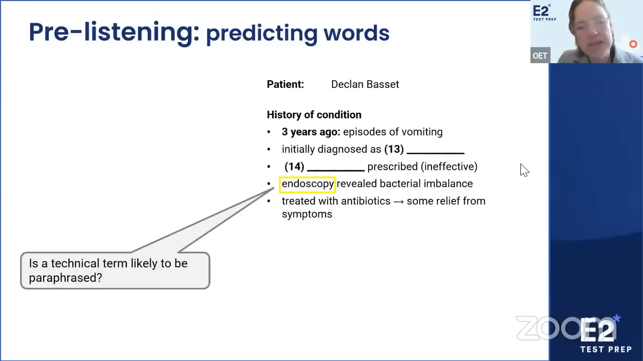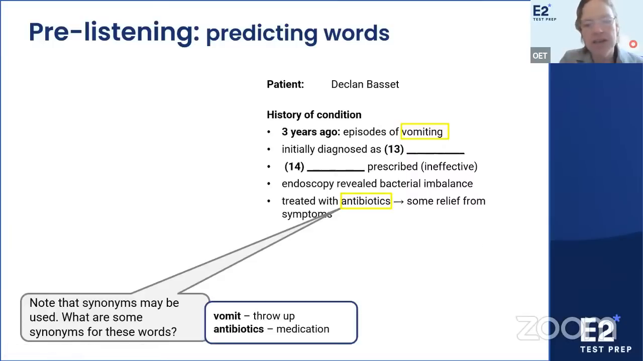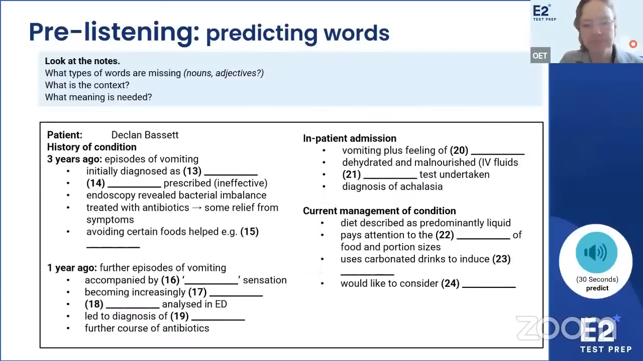Here we've got endoscopy. This technical term might be paraphrased. It might be something else. Okay, so you also need to be flexible. And we can see that synonyms appear as well. For antibiotics, perhaps we might have a synonym for antibiotic. It might just be medication in this case. We don't know. Okay, so you need to be flexible. Okay, some examples there of paraphrased words at the bottom.